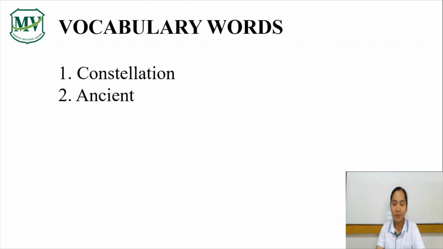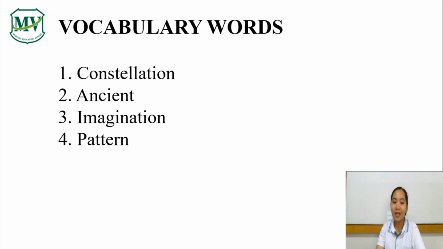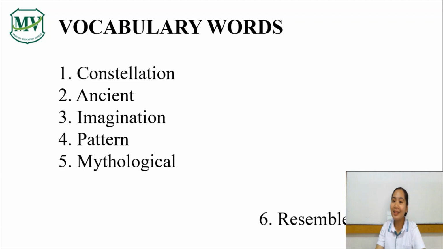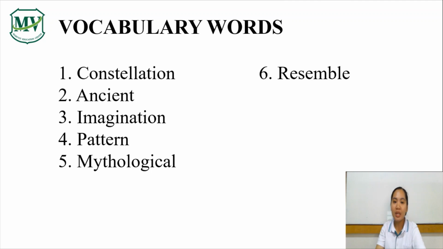Here are the vocabulary words in this lesson. Please repeat after me. Number 1. Constellation. Number 2. Ancient. Number 3. Imagination. Number 4. Pattern. Number 5. Mythological. And lastly, number 6. Resemble.